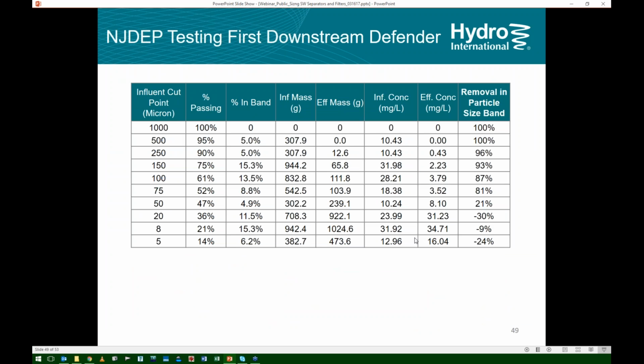The Downstream Defender, when we retested that, we did the exact same thing and got the same answer. Down to about 50 micron, we're getting good positive removal, but down to 20 micron, again, everything that's coming in is going out.